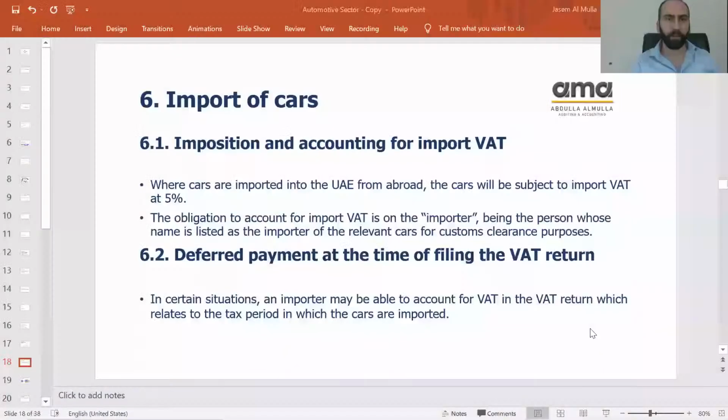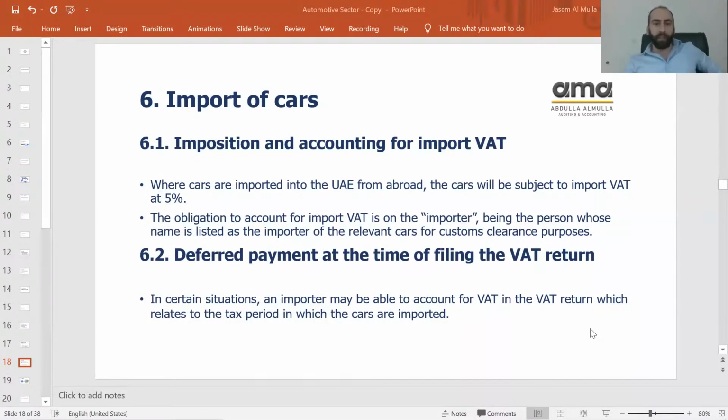Import of cars. Imposition and accounting for import VAT. When cars are imported into the UAE from abroad, the cars will be subject to import VAT at 5%. So import VAT is imposed on the customs value as calculated pursuant to customs legislation, including the value of insurance, freight, and any customs fees paid on the import of the cars. Where the determination of such customs value is not possible, then the value can be determined based on the alternative valuation rules stated in the applicable customs legislation.